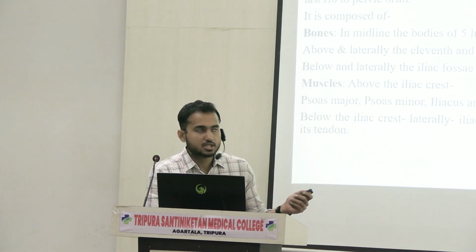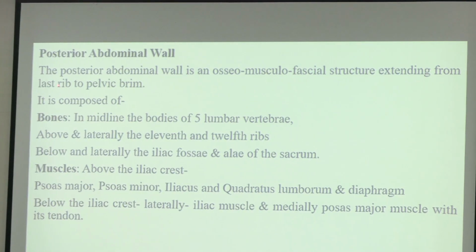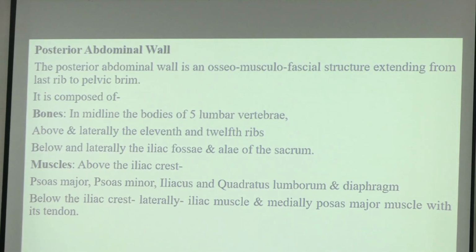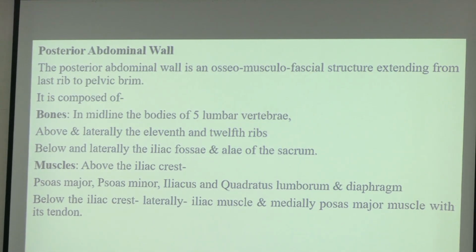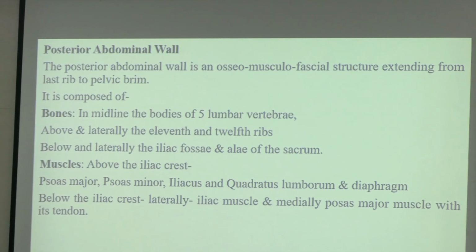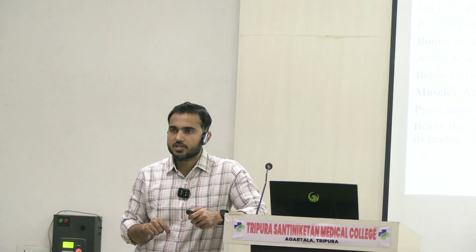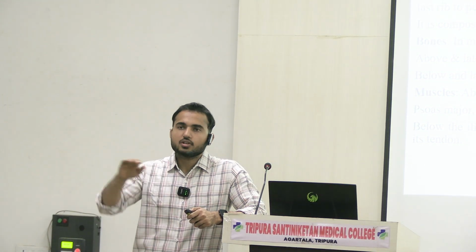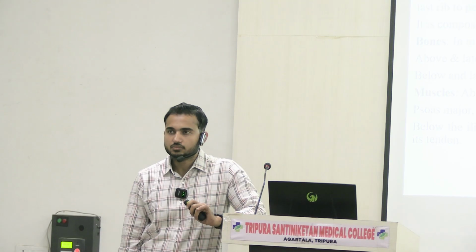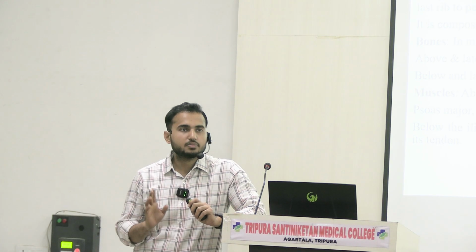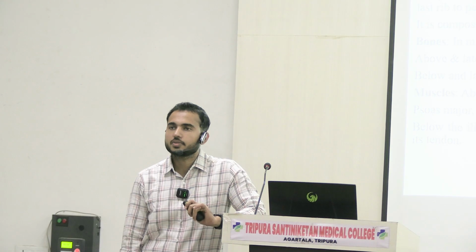Now, do you know what this pelvic brim is? As you can see, the posterior abdominal wall extends from the last rib to the pelvic brim. Pelvic brim is an area; when you study the pelvic cavity or the pelvis, you will come to know that a false pelvis is there, then a true pelvis is there. In between the false and true pelvis, the area which is demarcating is the pelvic brim. Along with the pelvic cavity, you will be studying the pelvic brim. So that is the extent of the posterior abdominal wall.